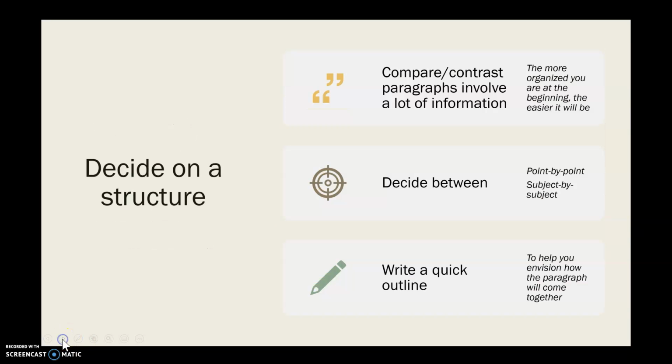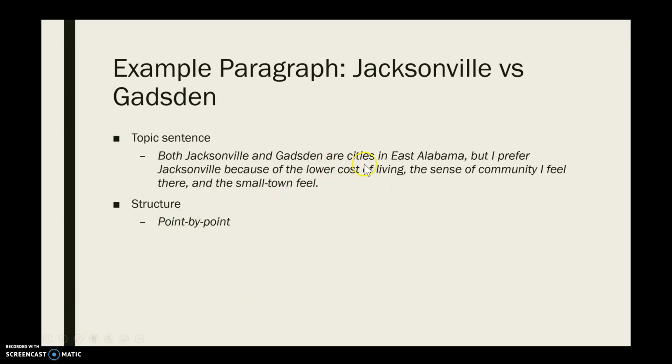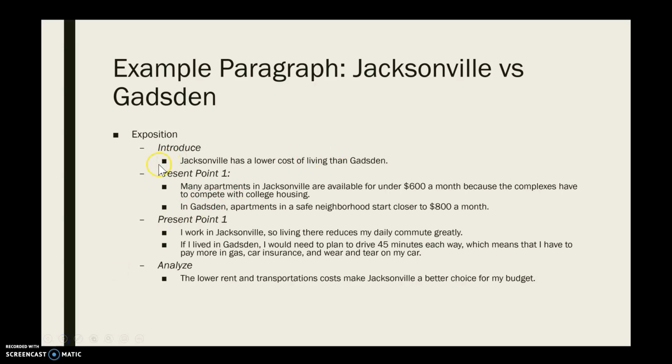And you'll see that I did basically the same thing here. Both Jacksonville and Gadsden are cities in East Alabama. I reversed the prompt. I prefer Jacksonville because that's the evaluative statement of the lower cost of living, the sense of community I feel there, and the small town feel. Those are the three pieces of evidence that I'm going to use in my paragraph. And it fits that model that we talked about earlier. And I've decided to use a point-by-point structure. So we've got my topic sentence.